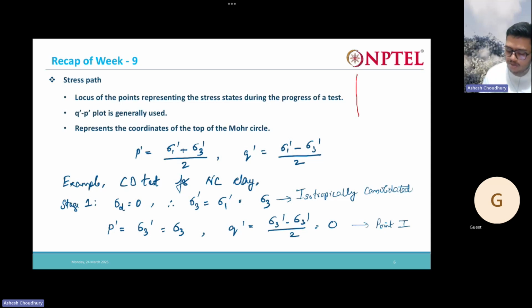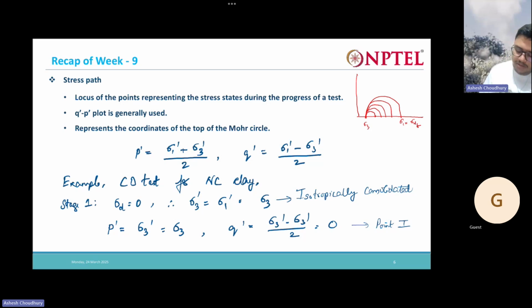So if I want to draw the progress of the test, how will it be? My sigma 3 is fixed. First I increase the deviatoric stress a bit, so say I will get this circle. Then I increase the deviatoric stress more, so say I will get this circle. I will keep on increasing till I get the failure deviatoric stress. This series of Mohr circles shows the progress of our test.